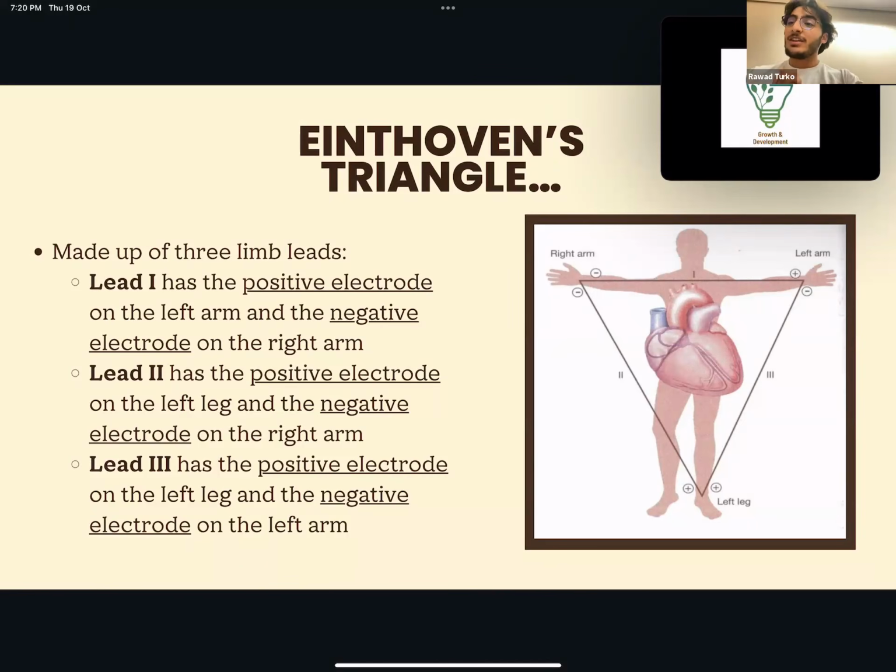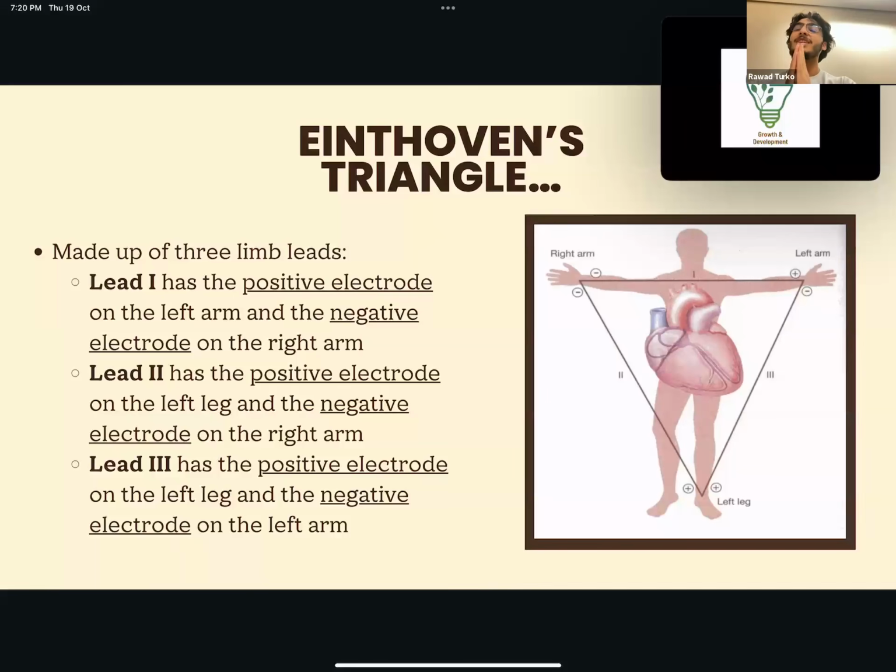Now, we said there are 12 leads. Let's start with the first 3. And these 3 should be the easiest to know. And I'm sure if you've studied this lecture, or at least paid attention in class to Dr. Simon, you guys should be able to know this. Let's start with the first 3, which are Einthoven's triangle. They're made up of 3 limb leads. We call them limb leads because we put the electrodes on our limbs.